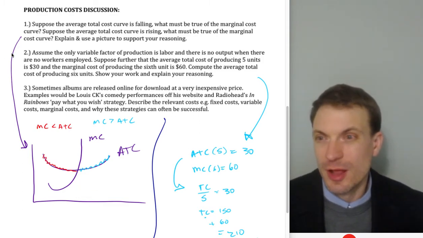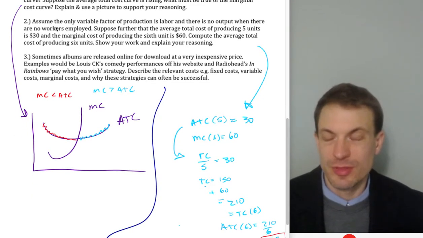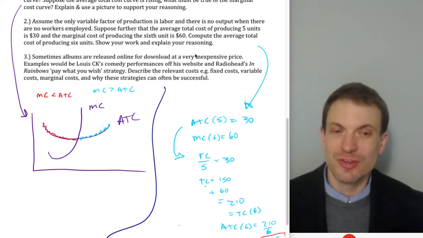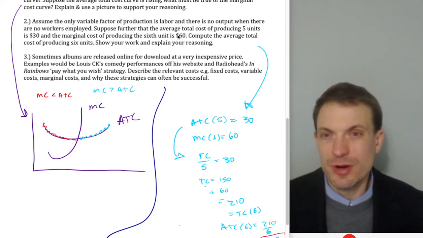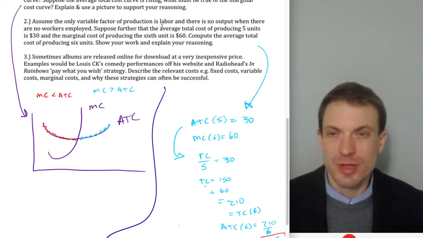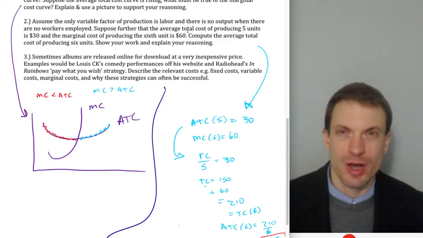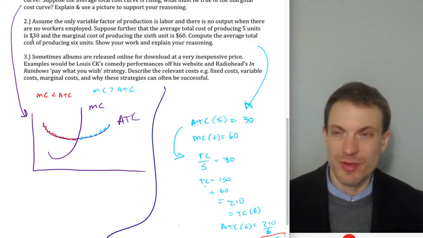All right. Part 2. At first glance this is an algebraic manipulation, but there's actually something kind of cool relative to the concepts behind it, which is why I asked the question. So here we want to look at what we've been given. We've been given the average total cost of producing 5 units. Average total cost is total cost divided by output. So total cost divided by 5 is 30. So total cost is 150.